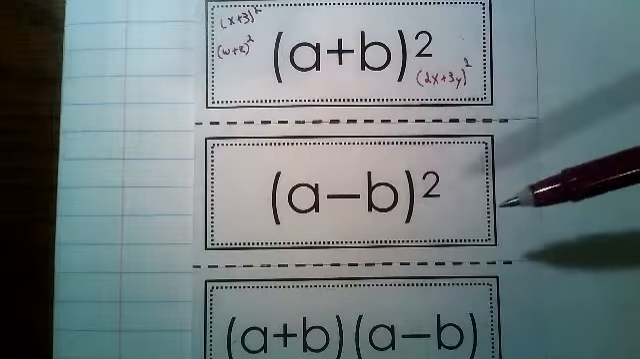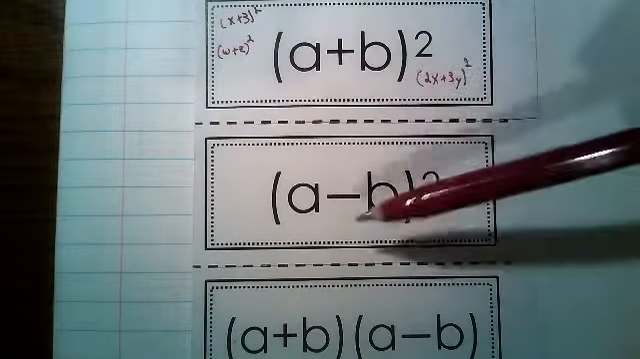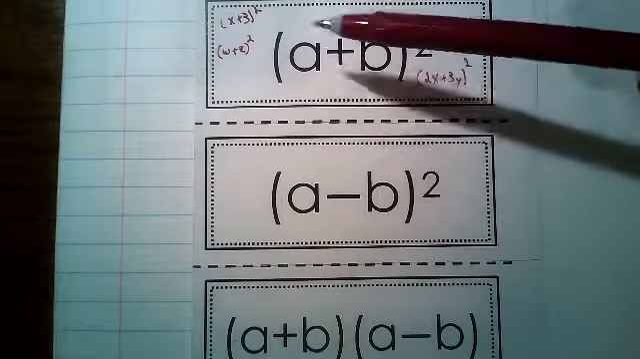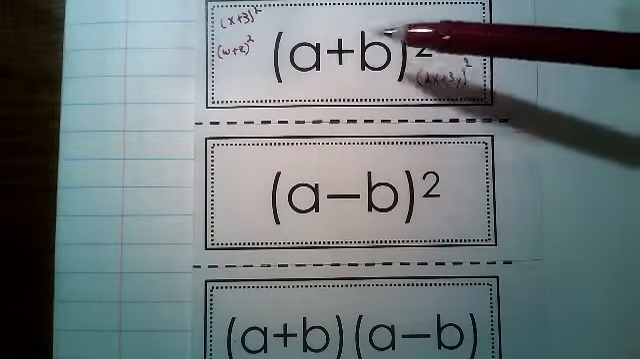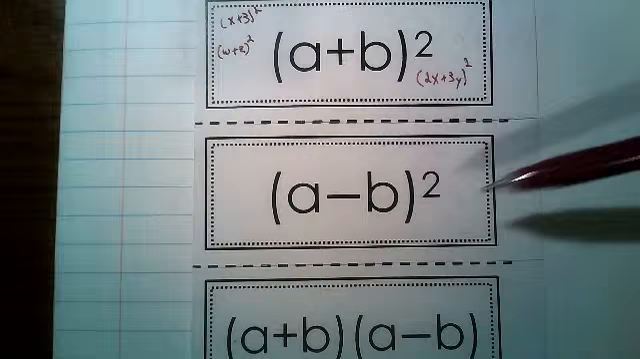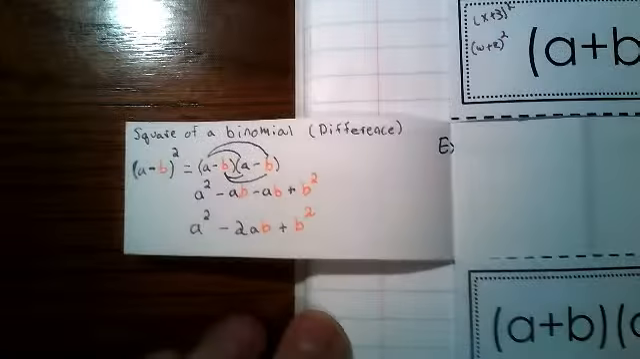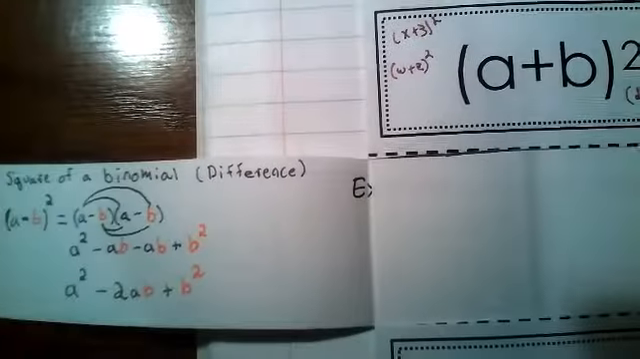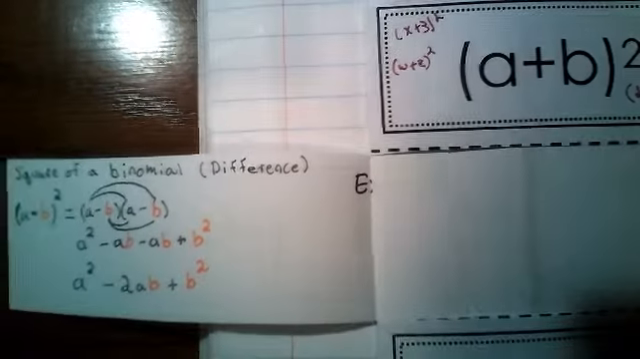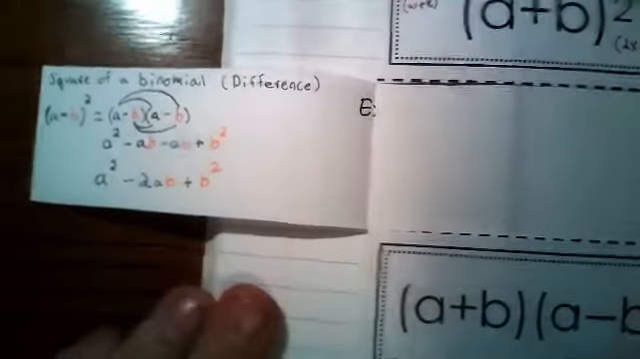The next special case is really similar to the first one, but now we have a minus b instead of a plus b. So let's take a look at how that affects the pattern. So if we open this up, we still have the square of a binomial.